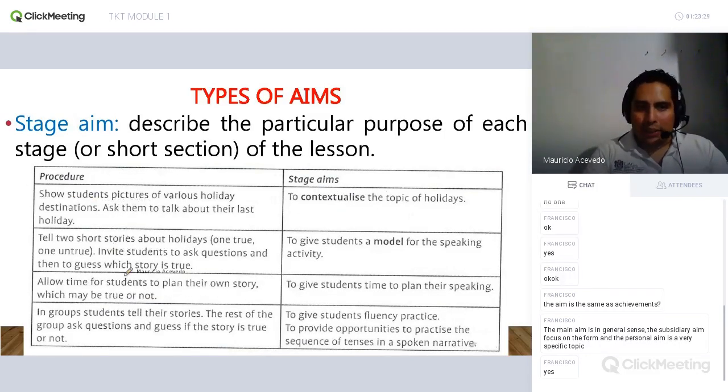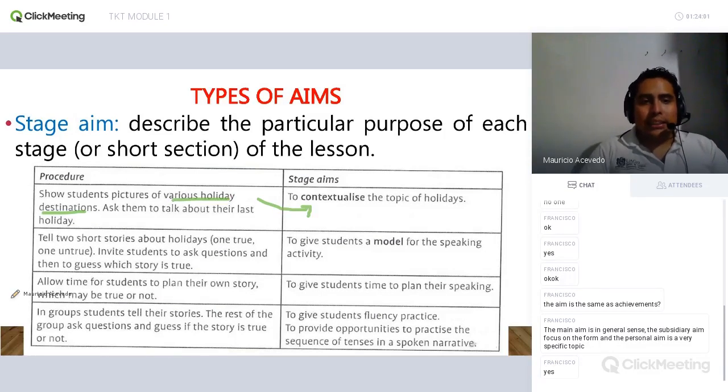In the first activity, show students pictures of various holiday destinations. Ask them to talk about their last holiday. So the stage aim in this case is to contextualize the topic of holidays. Okay, you just want to contextualize. How do you want to contextualize? Because you're going to give them various holiday destinations, so you're going to provide them with different vocabulary related to destinations. You want to contextualize.